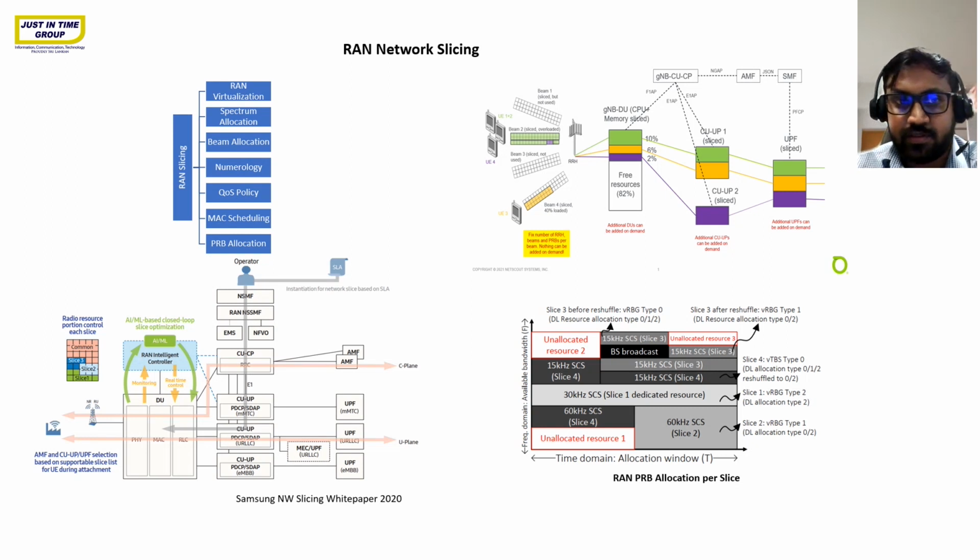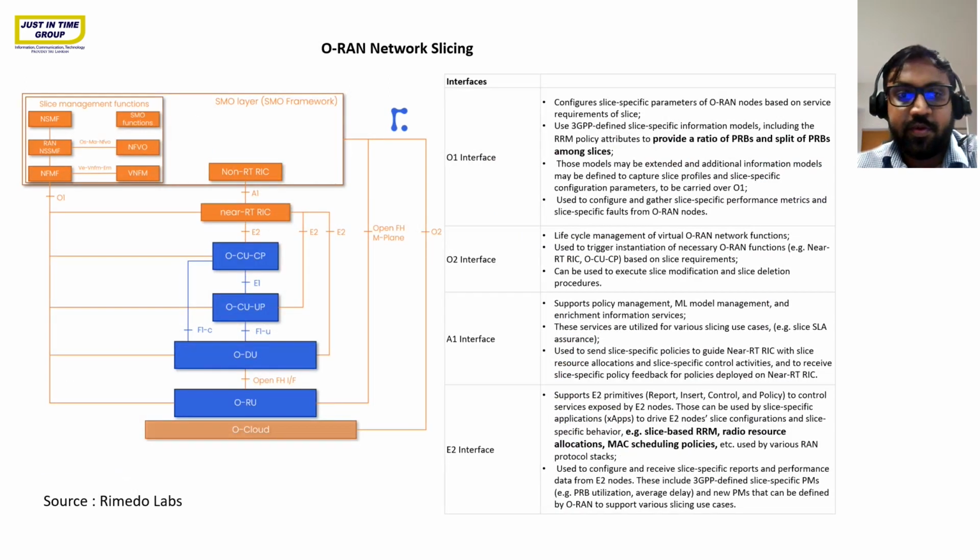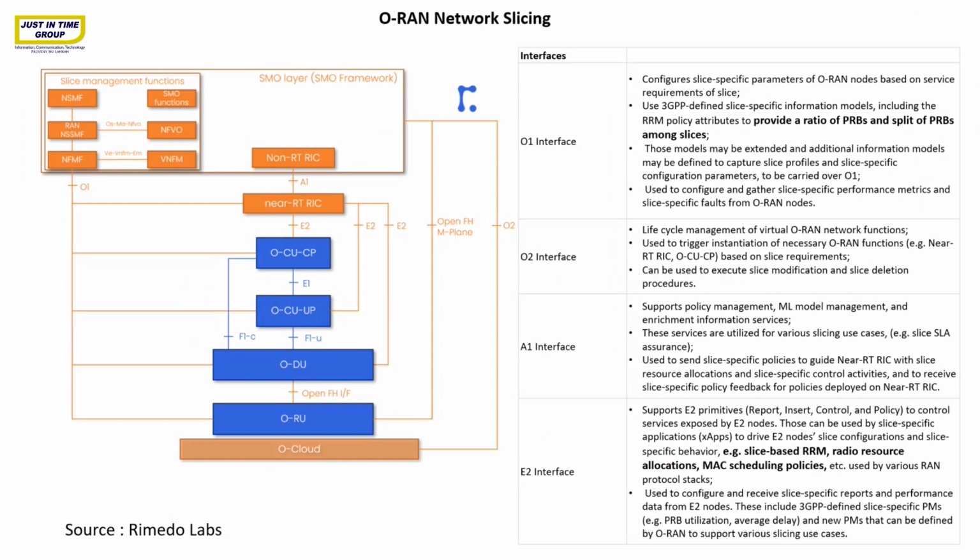Then the other one is physical resource block allocation. So if you take the 5G new radio frame, you have the frequency domain and the time domain. So you can allocate certain physical resource blocks for different network slices. And also you can use beamforming, as I explained previously, and you can change the subcarrier spacing and all those things. So those are the things that you can typically do if you want to do slicing in the radio access network itself.